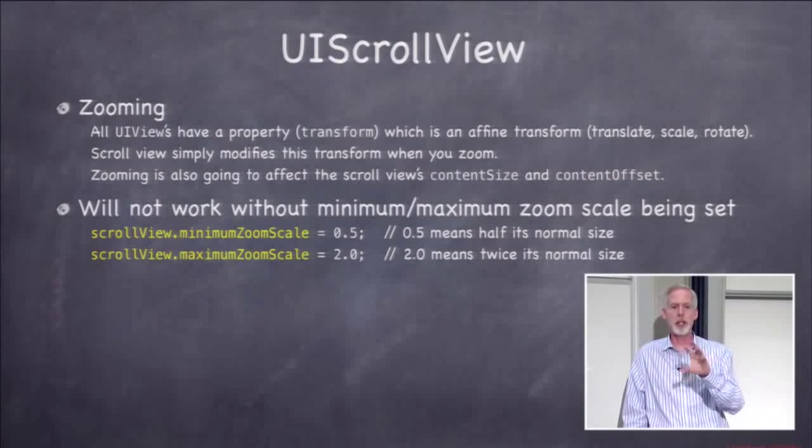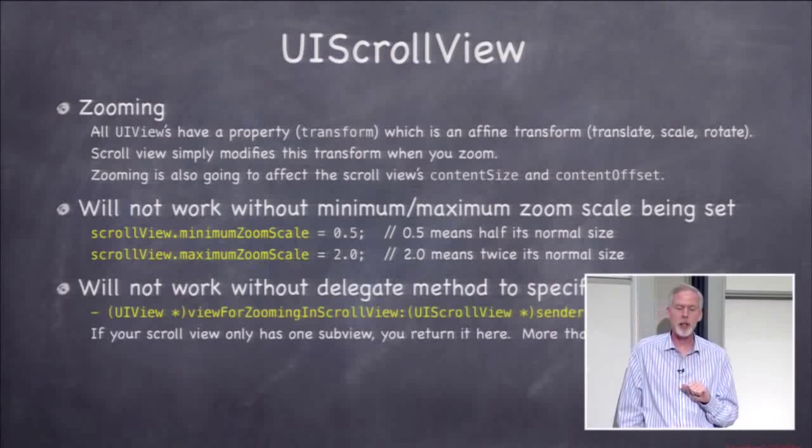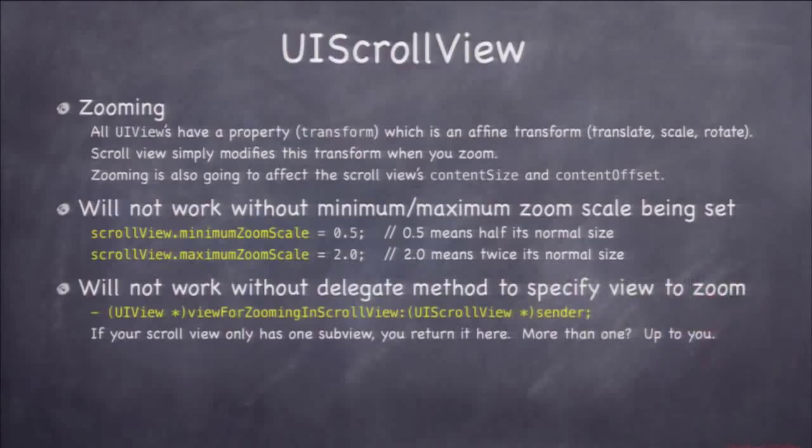In other words, the thing the user sees is 1 times the size of the thing as it really is, its actual size. So if you want them to be able to zoom in or zoom out, you have to set the minimum or maximum zoom scale. Otherwise it will not zoom. The second thing is a delegate method. Scroll views that zoom have to have a delegate.